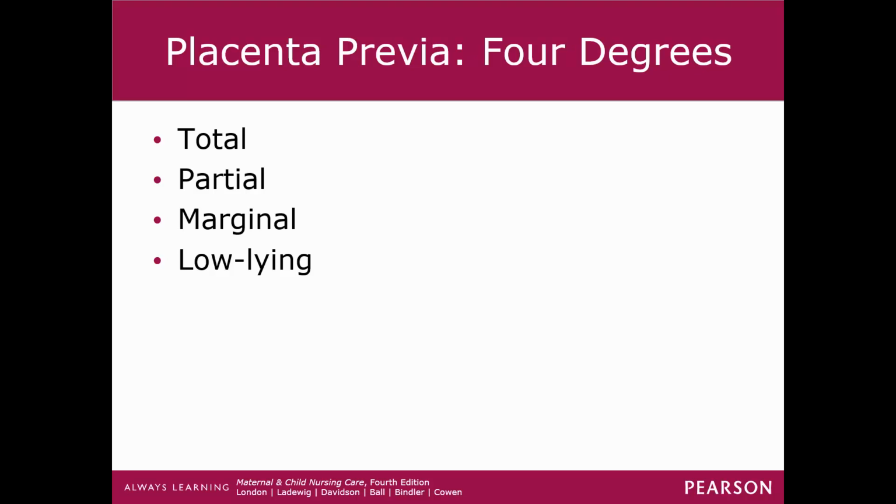A partial placenta previa is where the placenta is partially covering the cervical os. So not completely covering it, but partially covering it, and same: she cannot have a vaginal delivery here. The marginal previa is where the edge of the placenta is at the border of the cervix. So she probably will not have a vaginal delivery here.